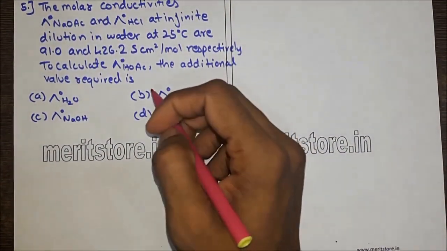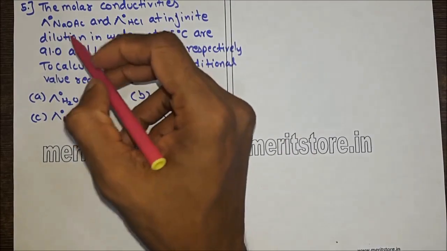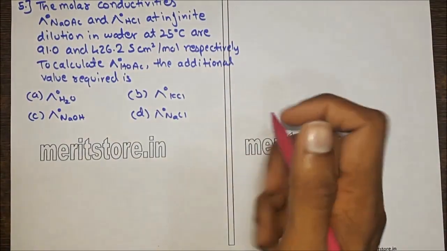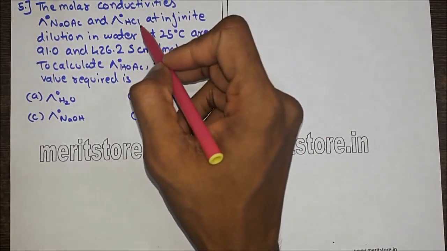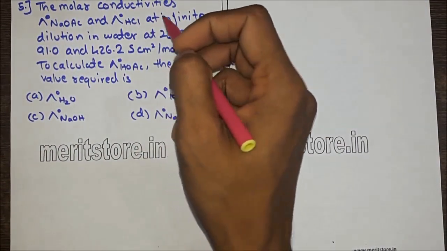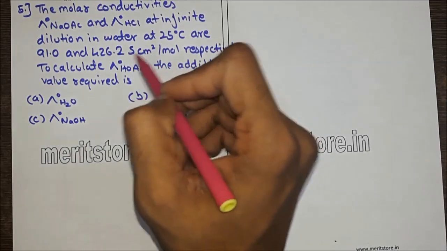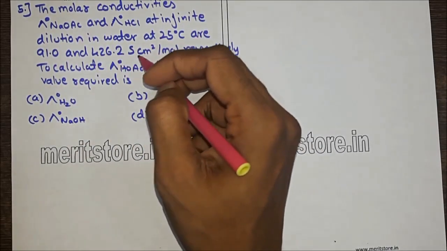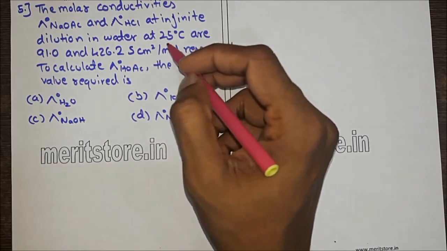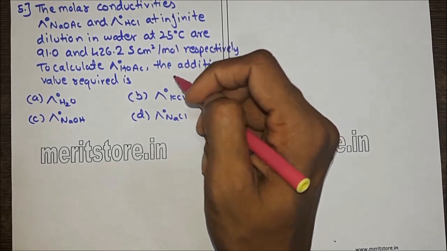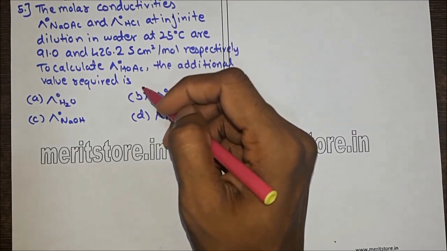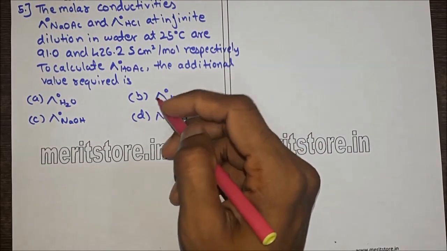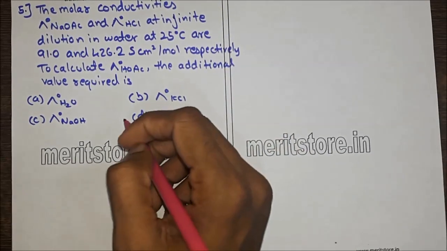Question 5. The molar conductivities of sodium acetate and HCl at infinite dilution in water at 25 degrees Celsius are 91 and 426.2 centimeter square per mole respectively. To calculate the molar conductivity of acetic acid, the additional value required is. We are given four options here.